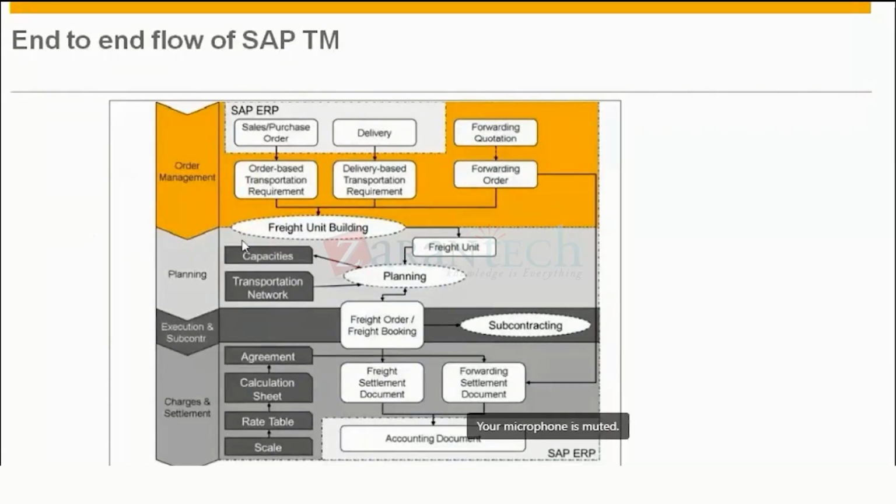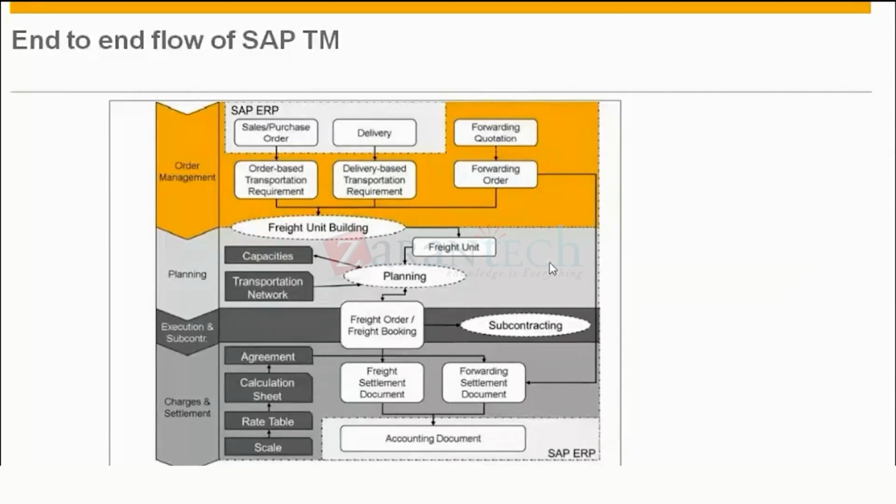And this planning part is actually done in a planning tool called the transportation cockpit. So the transportation cockpit is the planning tool for TM where you physically plan your particular freight unit and create your freight order or freight booking. Okay. And this planning can either be manual or automatic.